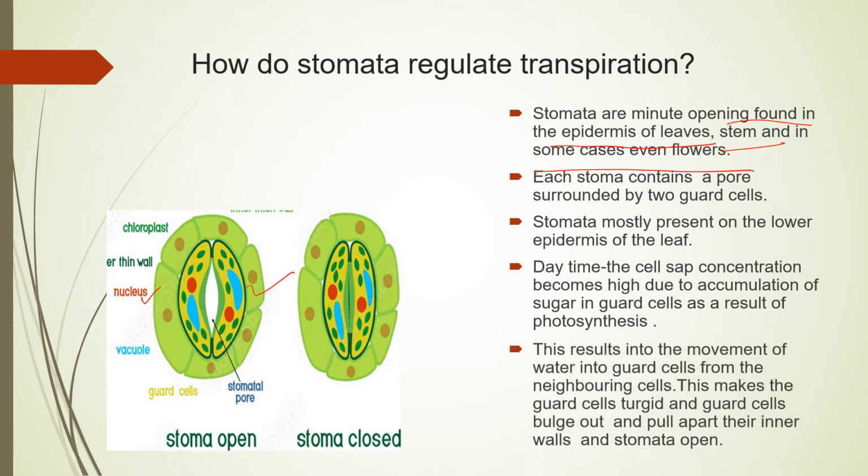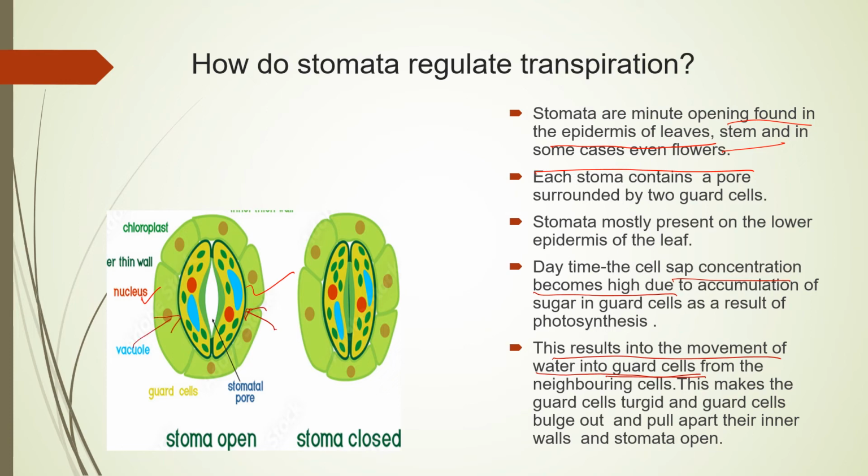the leaves. Now, in the daytime, what is happening? The cell sap concentration becomes very high. Why is it high? Because of the presence of sugar, which is formed by the process of photosynthesis and is stored in the cells in the form of starch. So this increases the cell sap concentration, and due to the accumulation of sugar in the guard cells as a result of photosynthesis, this results in the movement of water. The higher concentration of the cell sap causes the movement of water into the guard cells from the neighboring cells.